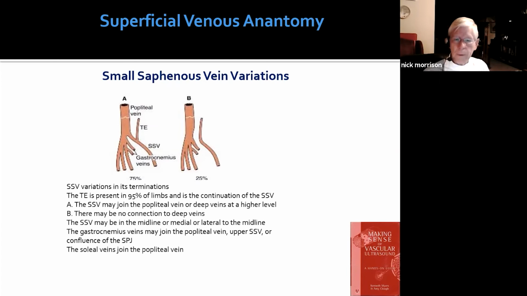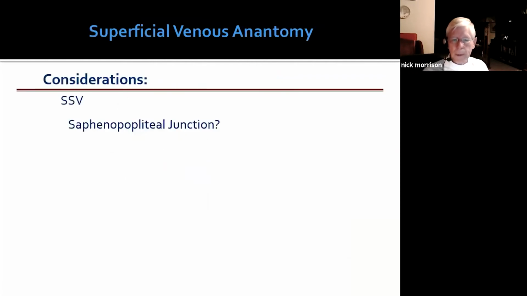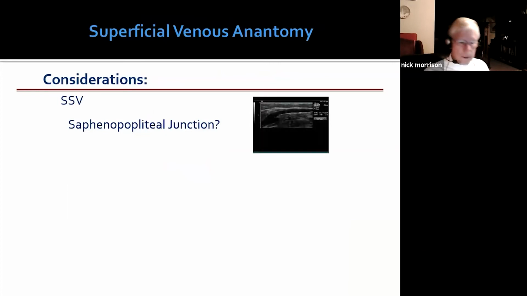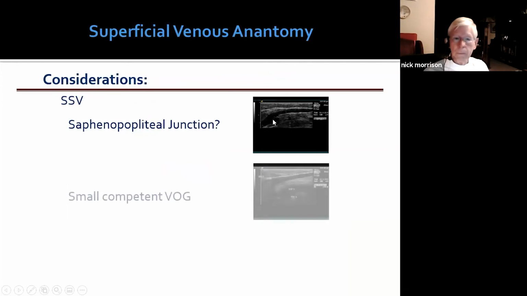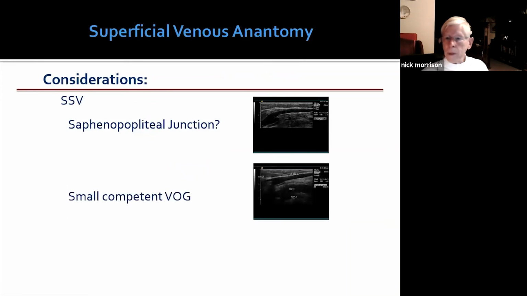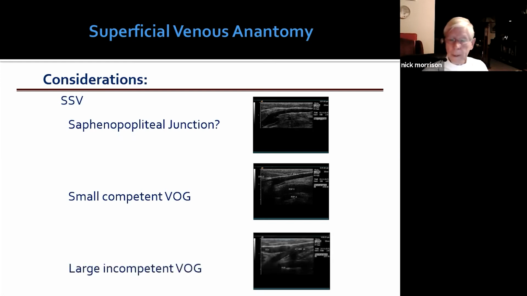The gastrocnemius veins may join the popliteal vein, the upper small saphenous, or the confluence at the SPJ. Soleal veins join the popliteal vein. Sapheno-popliteal junction, that's an image of it. Small saphenous vein coming down into the popliteal vein. This is a small vein of Giacomini. That's it there, but it's not very clear. I think I have a better image, and that's obviously that large incompetent vein of Giacomini.